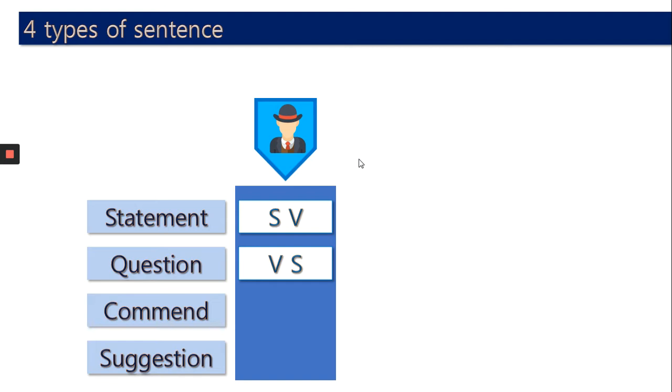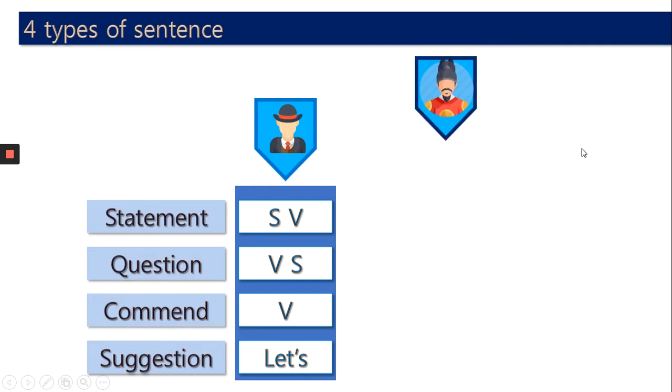And how do you express a command in English? We just use the root verb. Go away. Stay away from me, or shut up. Yeah, that is a command, right? So root verb. How about suggestions? We use let us, let plus root verb. And as you already well know, in Korean language we don't have let, right? So how do we express suggestion? We use this form in Korean.